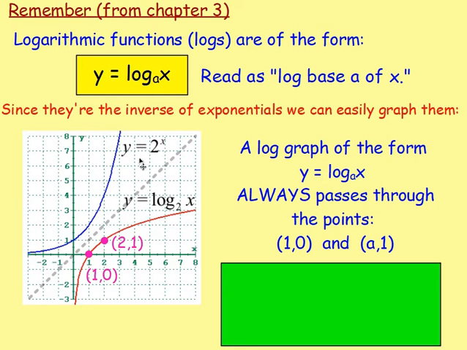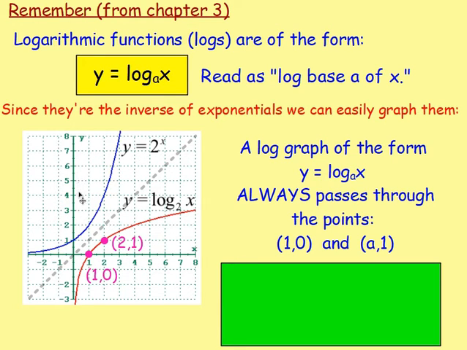In this case, I've got y equals 2 to the power of x. Its inverse will be log base 2 of x, so that will pass through 1, 0 and 2, 1. If you had log base 3 of x, that would pass through 1, 0 and 3, 1. Log base 5 of x would pass through 1, 0 and 5, 1. I'm sure you get the idea.